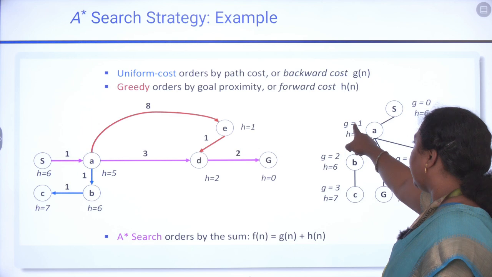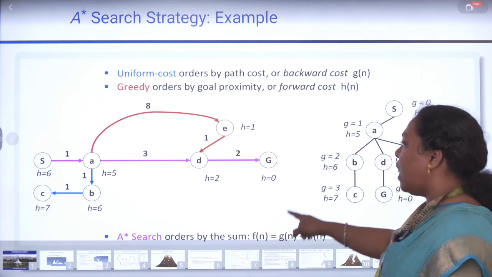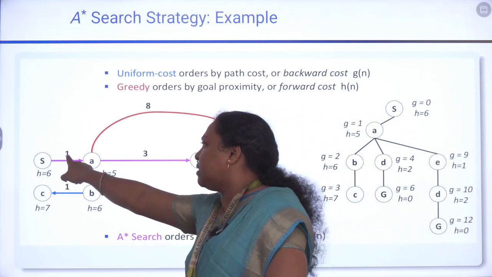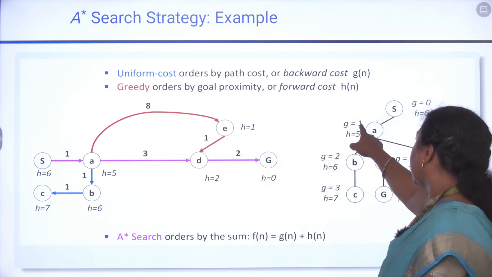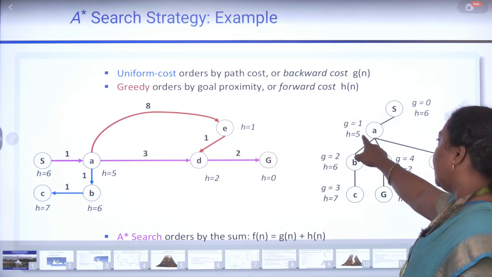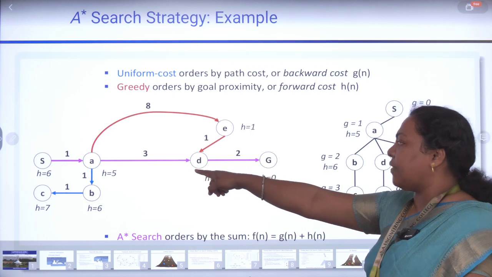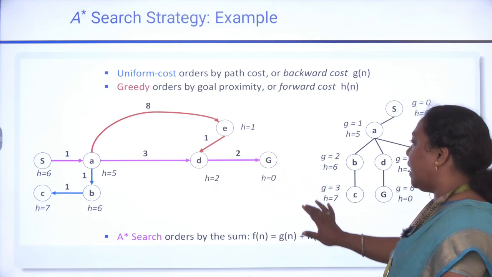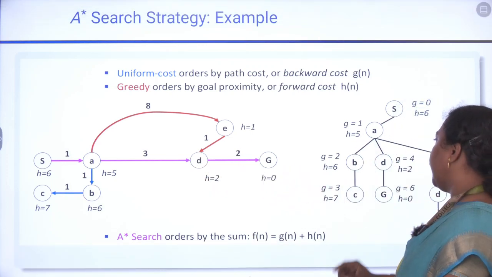You can see the G value. G value is 1 here. How does this 1 value come here? This 1 will be taken to this condition, 1 for A, and H is 5 because the value of A is 5, so we get this.